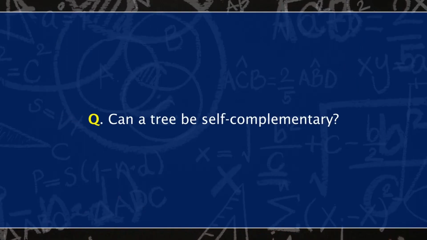Okay, now look at this question. Can a tree be self-complementary? To answer this, just think of some small trees, and you will reach the conclusion that there are some trees which can be self-complementary. For instance, look at a tree on 4 vertices. Look at a path, say, on 4 vertices, and then just find out its complement. You will find that the complement is isomorphic to the original graph.